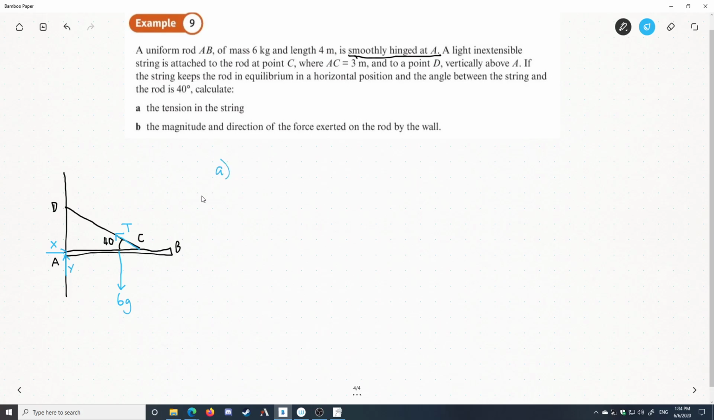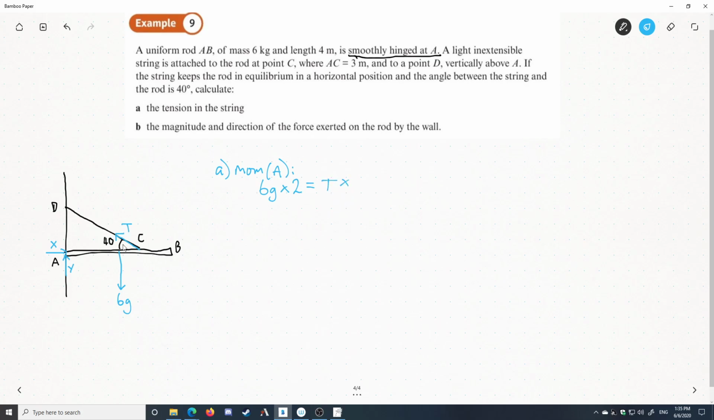Okay, so part A wants the tension in the string. So again, the three tools that we've got are up equals down, left equals right, and moments. Here, the best approach is going to be to take moments about A, because that lets us eliminate X and Y from our working. So moments about A. Easy one first, force 6G times perpendicular distance 2 meters. That's our clockwise moment. Now our counterclockwise moment is provided by the tension, so the force is the tension.